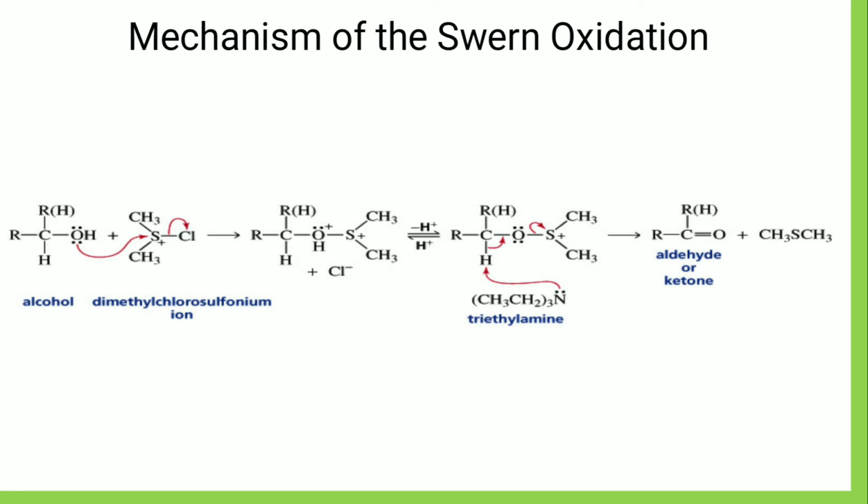That means in this reaction the alcohol donates its lone pair of electrons to the sulfur, and at the same time chlorine gets removed. Whenever this alcohol attaches to this compound, oxygen has a positive charge. Then to remove this positive charge, the H plus ion gets removed.